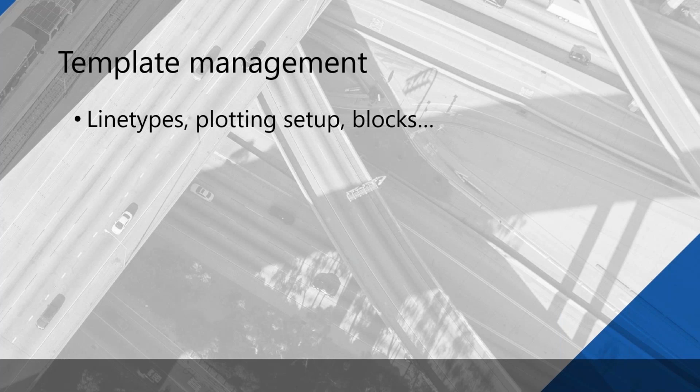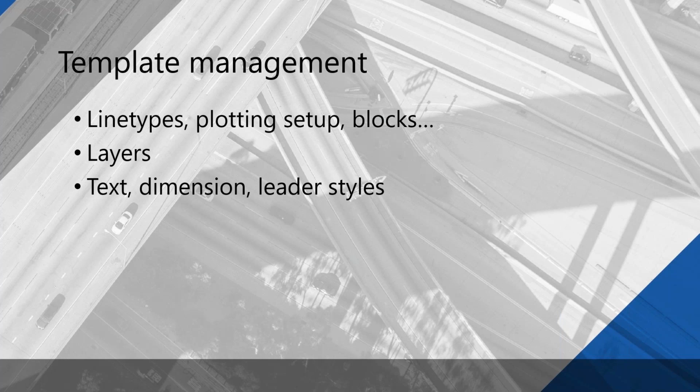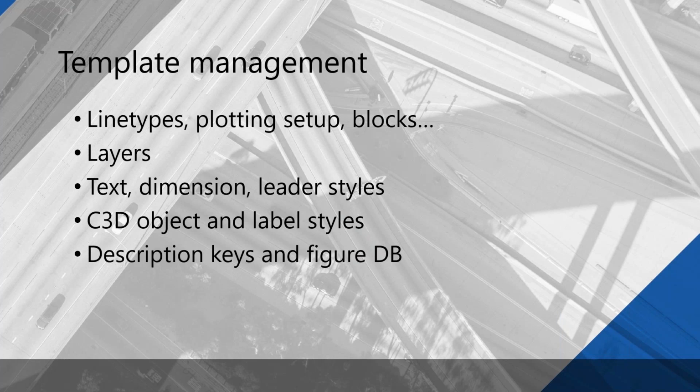And what are the factors in this stuff? There's all kinds of pieces. There's our AutoCAD basics like Linetypes and plotting setups and blocks. We've got layers, of course. There's text and dimension and leader styles. There's Civil 3D object and label styles, description key sets and figure databases on the survey side of things. And then all kinds of settings where we default behavior on this stuff.